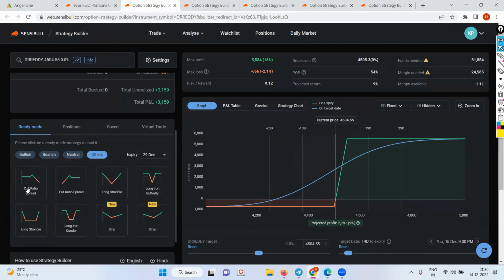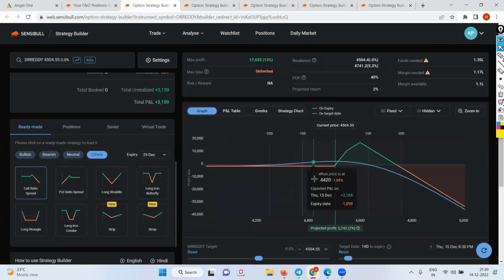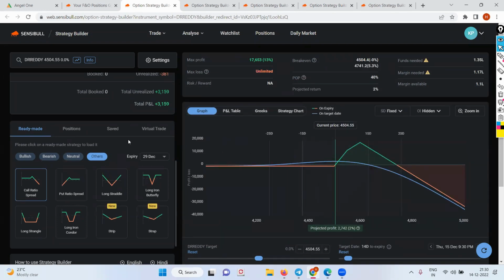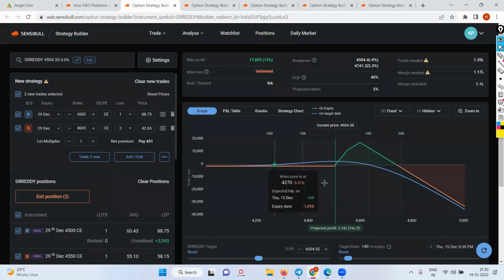Now I'll try to deploy a call ratio spread. That's it, guys. Call ratio spread. Let me see now. Check the magic, guys. The moment you have deployed the call ratio spread on top of your debit spread, even this is sort of view based, your loss is only 1,098, right?